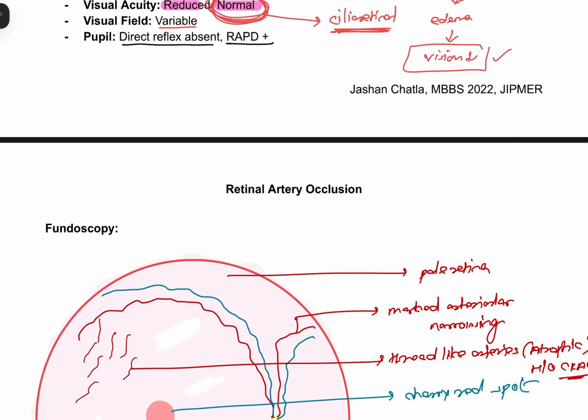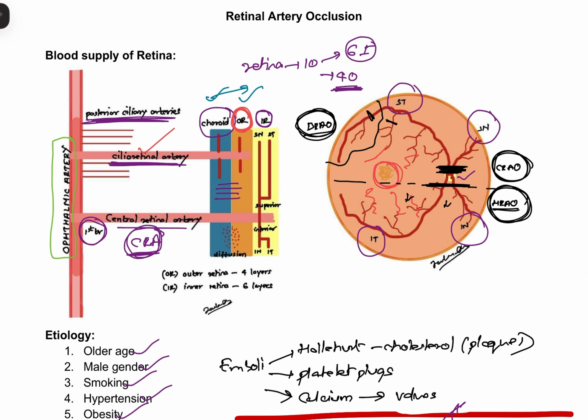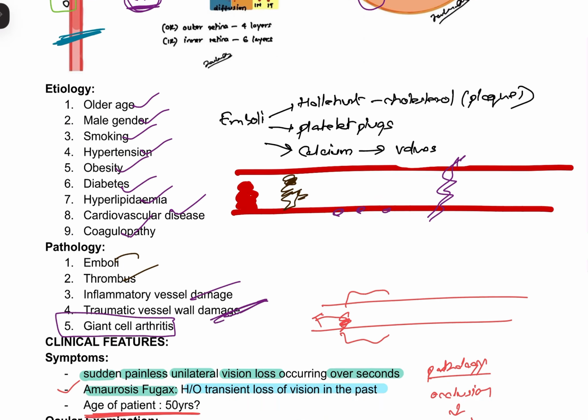Go back to your anatomy. You are not having any blood supply to your choroid, so the cilioretinal artery is blocked. Or if you are having defects in fundus fluorescein angiography of the retina, then your central retinal artery is blocked. If you are having a defect here, then you have your ophthalmic artery blockage. Okay.